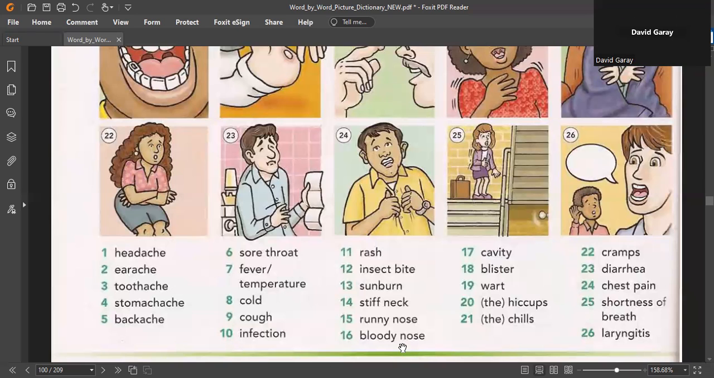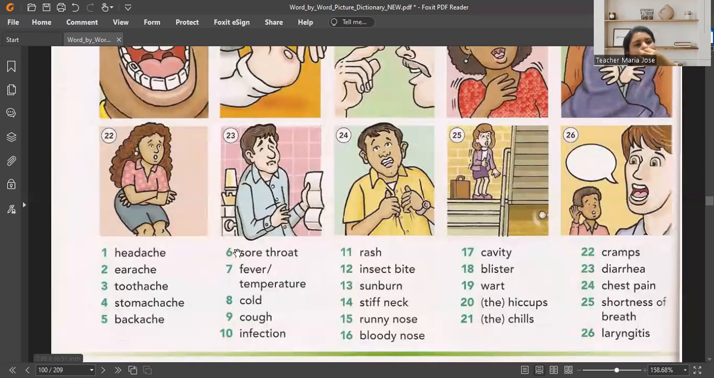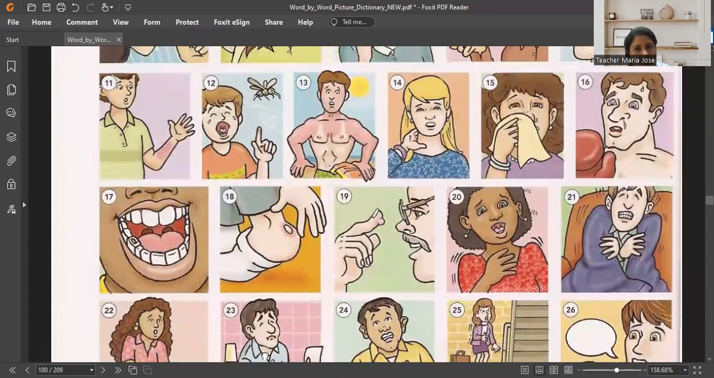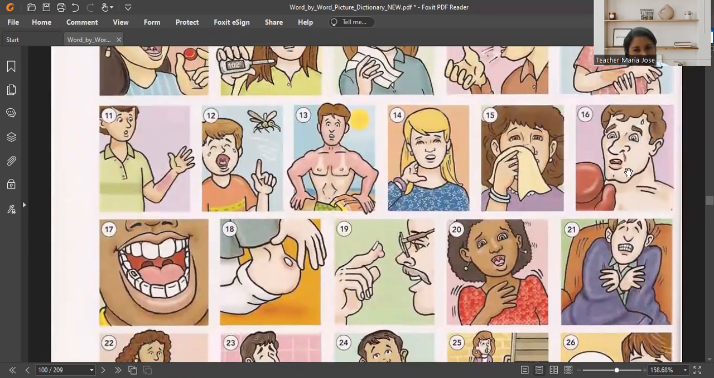Okay, now, bloody nose. There is blood in my nose. Number 16, bloody nose. So what do I do?